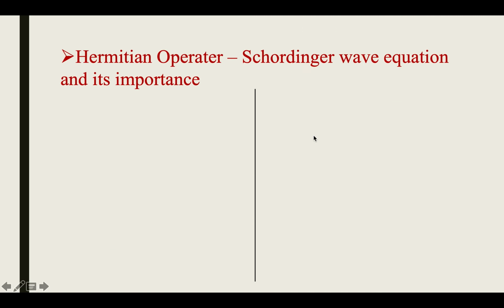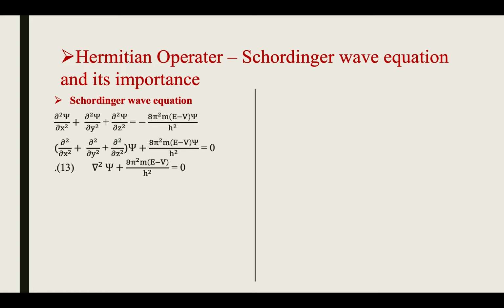So far, we have seen the time-independent Schrodinger wave equation in one dimension. Now we are going to see how it looks in three dimensions. So here is equation number 13: del square psi by del x square plus del square psi by del y square plus del square psi by del z square is equal to minus 8 pi square m (E minus V) psi divided by h square. This is the three dimensional Schrodinger wave equation.